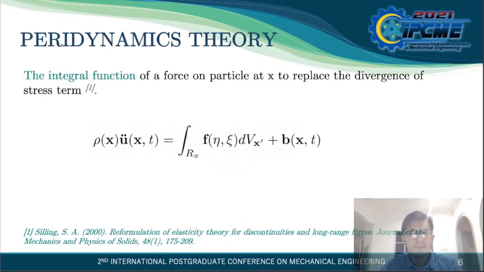So here, this is the main equation in peridynamics, the equation of momentum, the integral function of a force on a particle at x to replace the divergence of the stress term. So this is the main equation of bond-based peridynamics, where the one on the left-hand side is the total momentum, and the one on the right-hand side of the equation is the summation of all the forces in the material points.